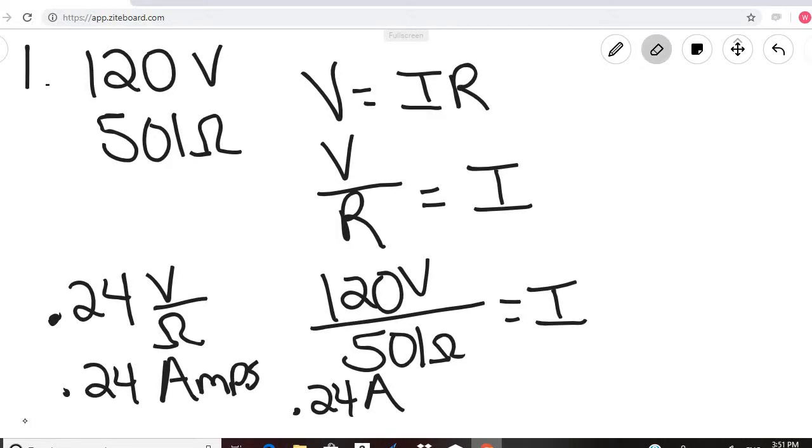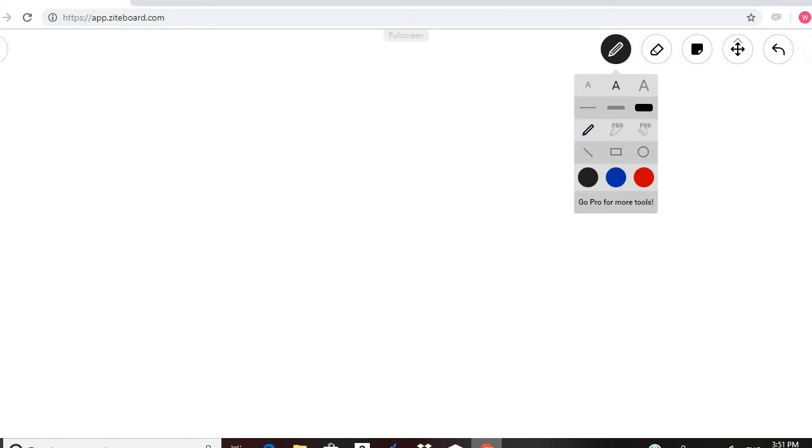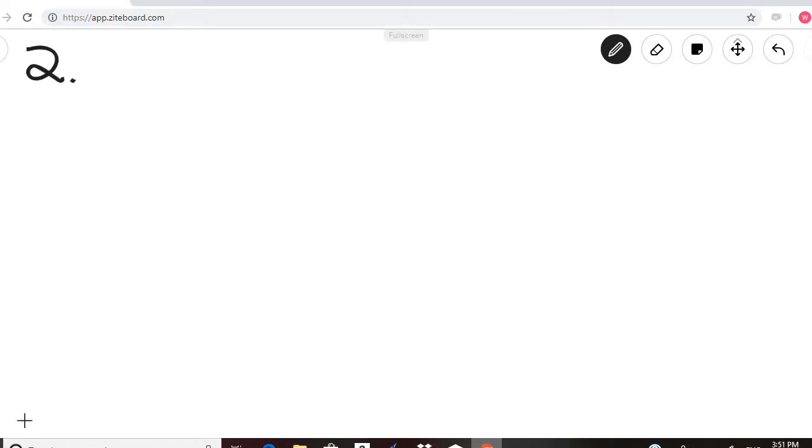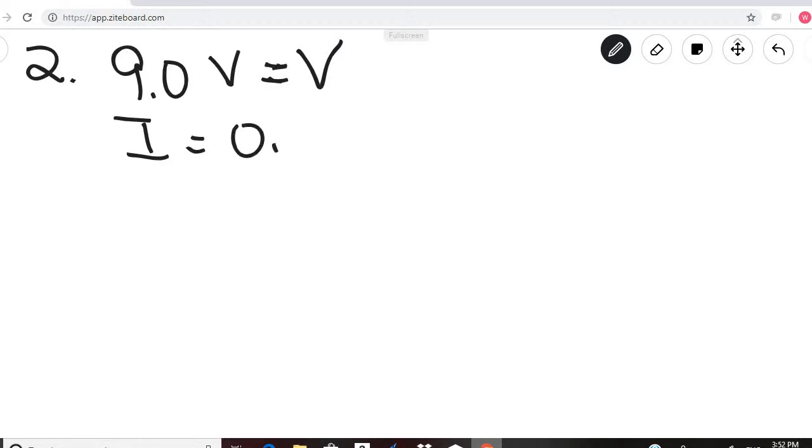Number 2. Again, in number 2, it says a circuit runs on a 9-volt battery. Okay, so we know that that is V. And it says if a physicist measures the current to be 0.50 amps, then what is the resistance?